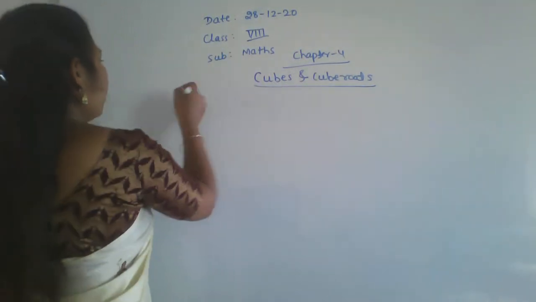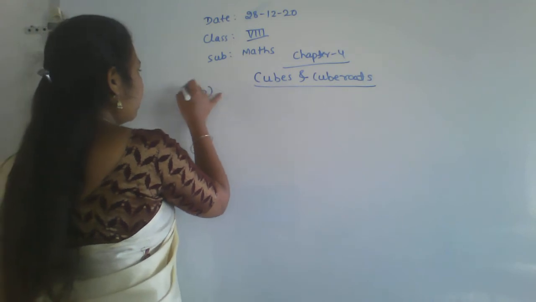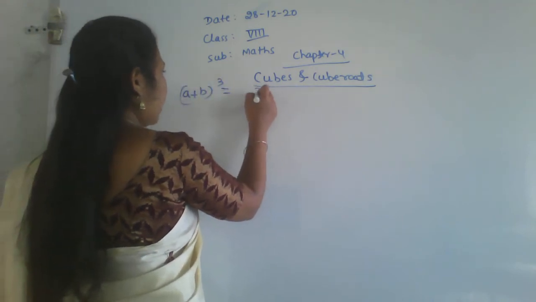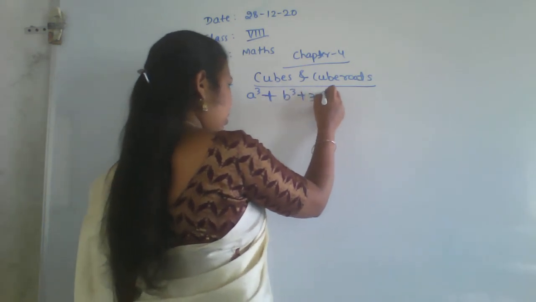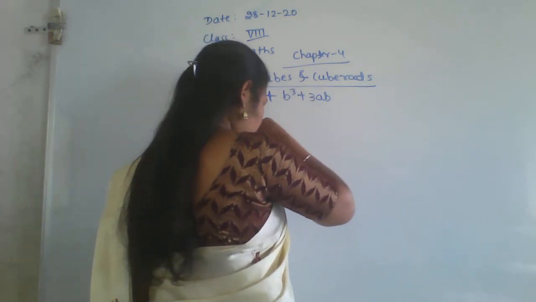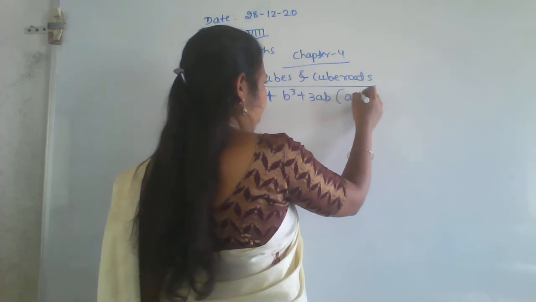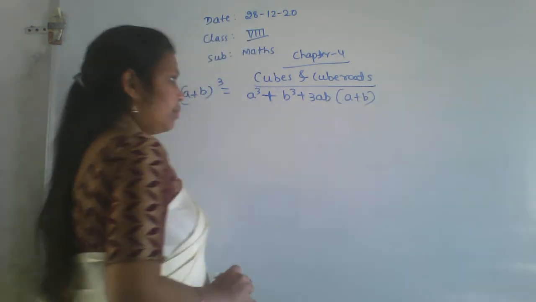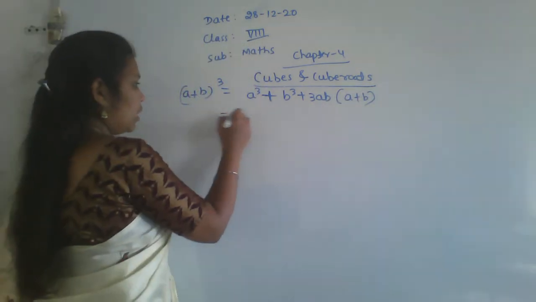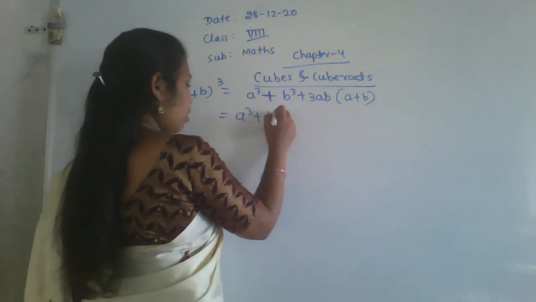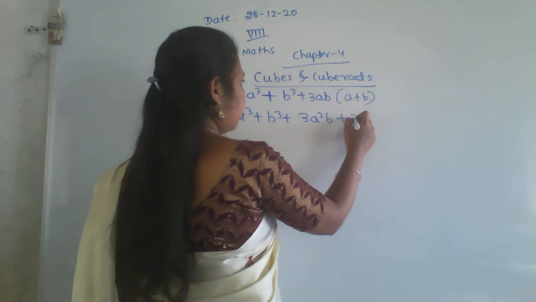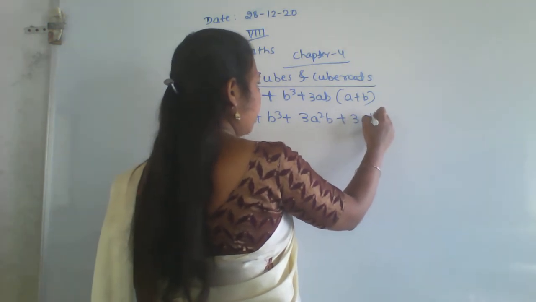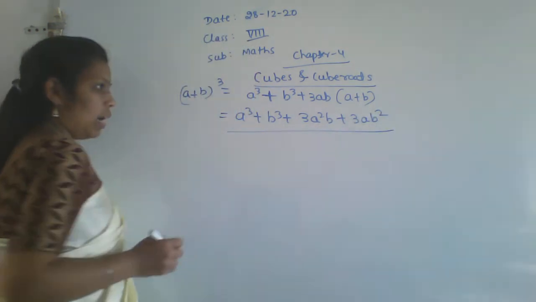What I told was the formula: (a + b) whole cube is equal to a cube plus b cube plus 3a square b plus 3ab square. This is the formula, right?